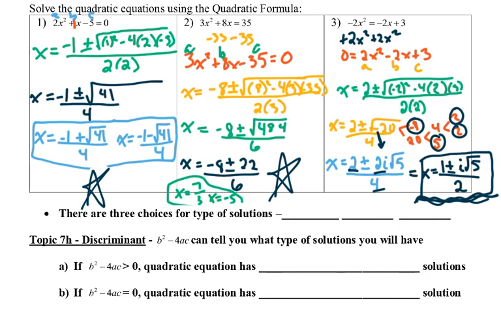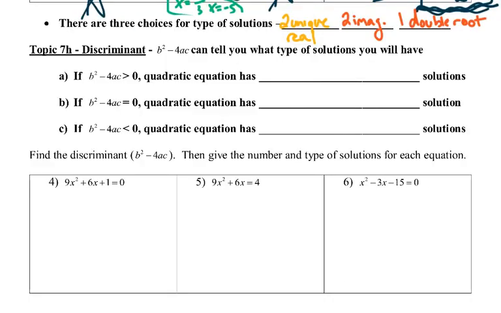So for our 3 choices, we could have 2 unique real solutions. We could have 2 imaginary solutions. And then we could have 1 double root, where it's like you got the same answer twice. So that one's sort of funky. So we can have 1 double root, 2 unique, and 2 imaginary. So we're going to use something called the discriminant in order to tell what types of solutions we have.